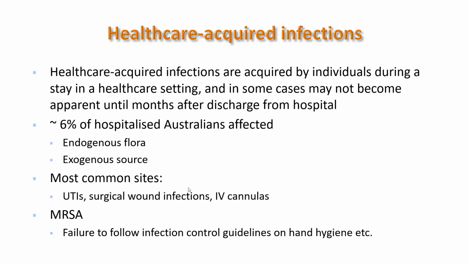MRSA is methicillin-resistant Staphylococcus aureus. It's a bacterium which is resistant to methicillin, which is an antibiotic, and MRSA is becoming a big problem. It is because of failure to follow infection control guidelines on hand hygiene, etc. So very simple procedures in the hospital setting, like good hand hygiene, can prevent emergence of strains like MRSA. Okay, and there are many other superbugs which are developing now because of some of our poor practices. So I think that's all for the topic, and I hope I was able to capture the infections and microorganisms in a nutshell.